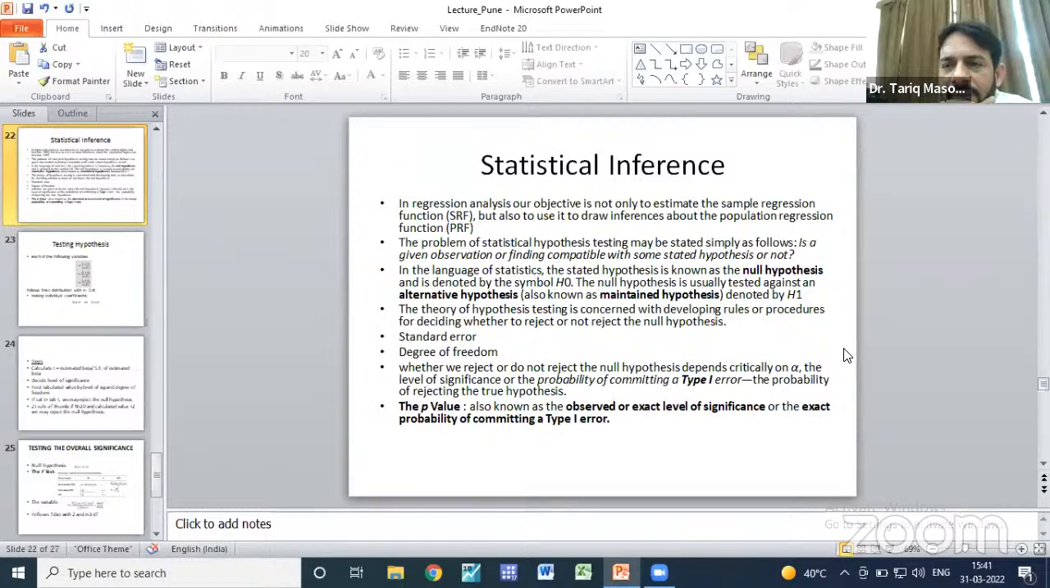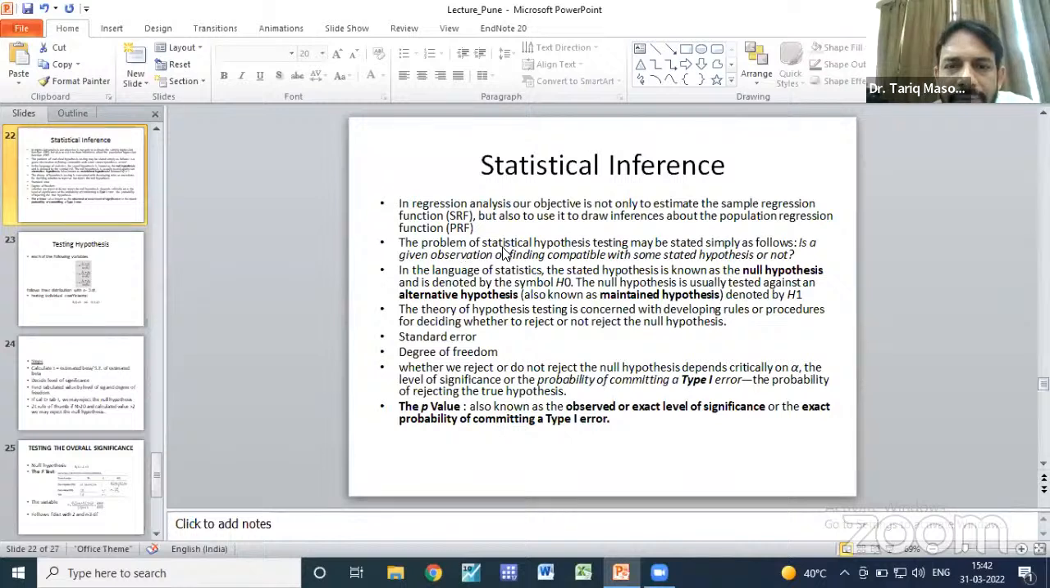Okay, to verify validity. Ultimately, as I said, because we are dealing with the sample, we are concerned with the population, but we are dealing with the sample. So somehow we have to apply some test whether this value estimated from the sample is a true representation or not. We need some testing, because there may be a very large difference between the parameter and the estimated value. In regression analysis, our purpose is not only to estimate the sample regression function, but to use it to draw inferences about the population regression function. So we need hypothesis testing.